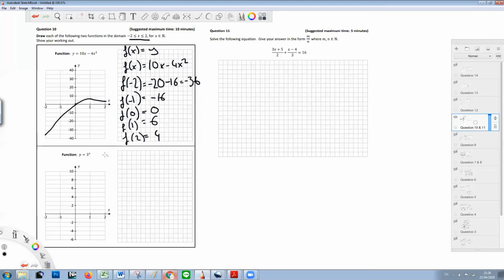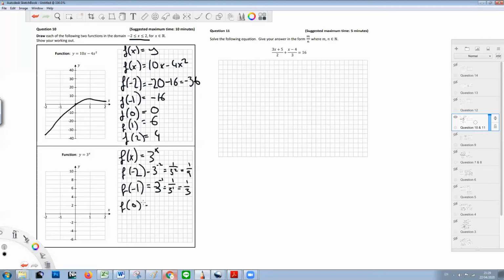So then we have to do the same thing for over here. So f of x is equal to 3 to the power of x. So f of minus 2 is going to be 3 to the minus 2, which is the same as, when you have a minus power, it means that the power is below the line. So it's going to be 1 over 3 squared, which is equal to 1 over 9. f of minus 1 is going to be 3 to the minus 1, which is equal to 1 over 3 to the power of 1, which is equal to a third.